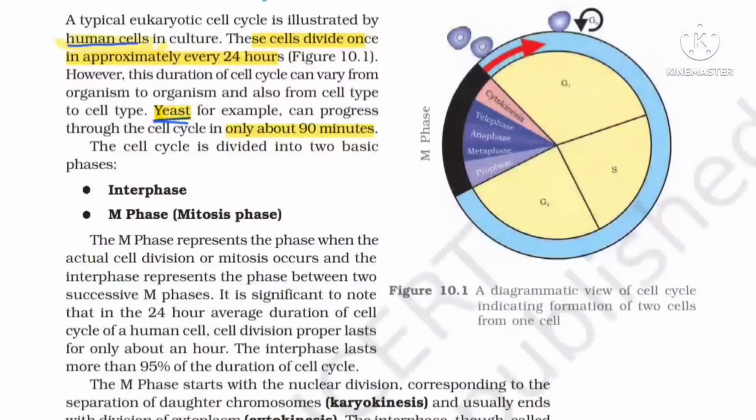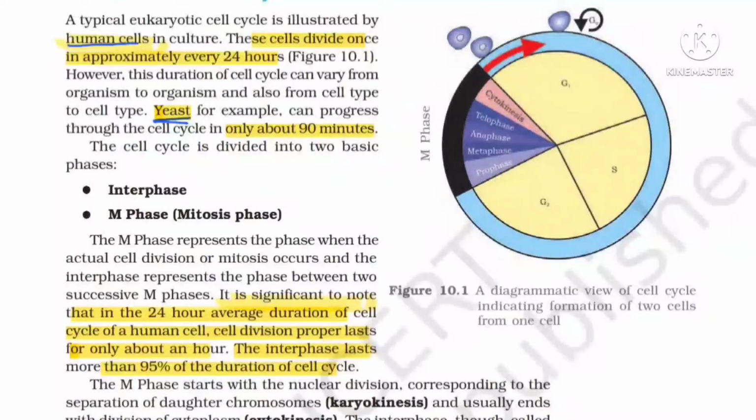Clear? Now we studied the human cell. How much time will it take for cell division? 24 hours. It is significant to note that in the 24-hour duration of the cell cycle of a human cell, division is only for an hour. 95% is taken by the interphase only. The interphase is taking more than 95% and only 1 hour is for your M phase.